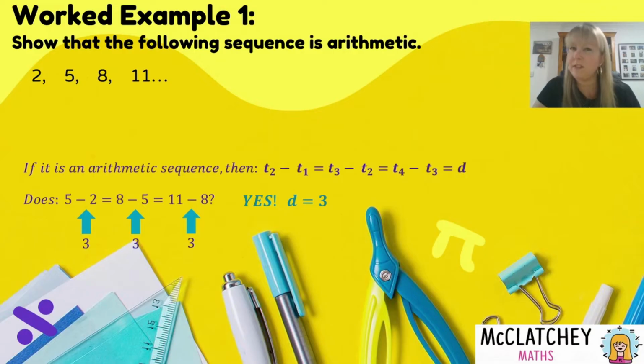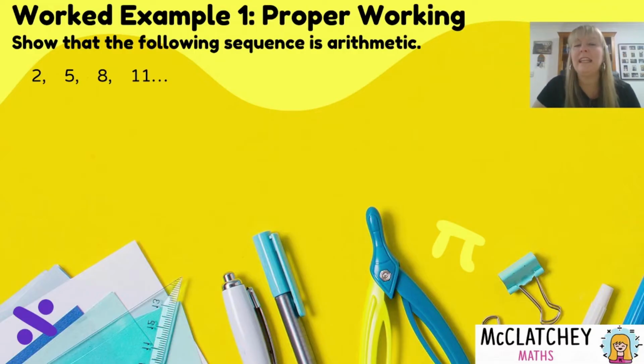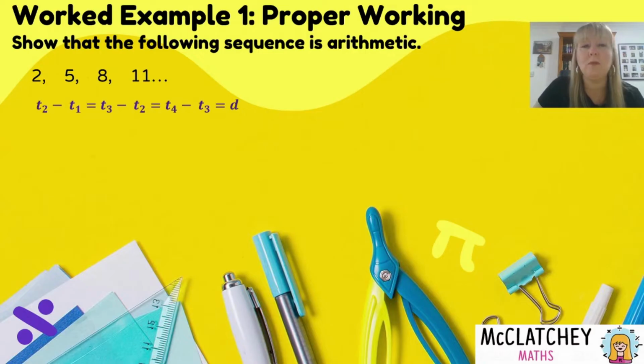Now, the way I've set this out was purely for the purposes of showing you how to do it. Let's have a look at how we would do it with some proper working. So firstly, we write this statement, T2 minus T1 equals T3 minus T2 equals T4 minus T3. And if you were asked to prove it using more terms, you could just simply follow that pattern out. And that's all going to be equal to D, the common difference.